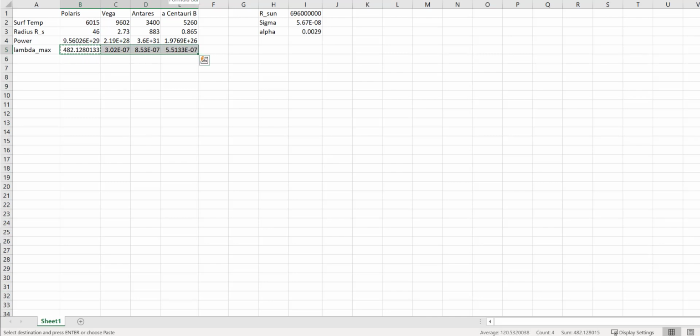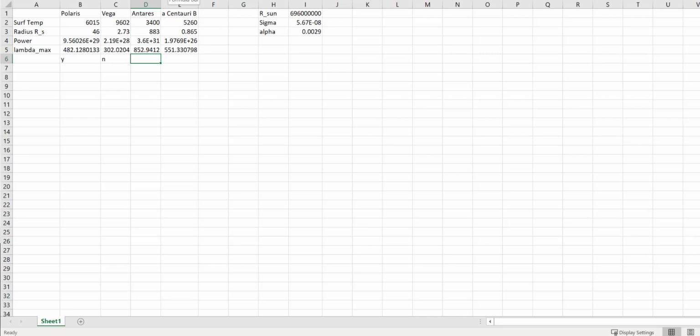So this is 482. Let's paste it first of all. Is Polaris in the visible range? The peak frequency, that is 480, is yes within this range. So Polaris is yes. Vega 302 is no. The peak is actually at a very, very short wavelength, meaning it's super hot. It's in the UV range, the ultraviolet range, that our eyes cannot detect.